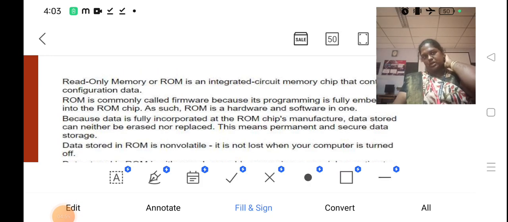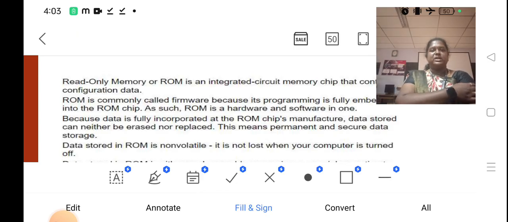Read only memory, or ROM, is an integrated circuit memory chip that contains configuration data. ROM is commonly called firmware because its programming is fully embedded into a ROM chip. As such, ROM is hardware and software in one. Because data is fully incorporated at ROM chip manufacture, data stored can neither be erased nor replaced. This means permanent and secure data storage. Data stored in ROM is non-volatile. It is not lost when your computer is turned off.